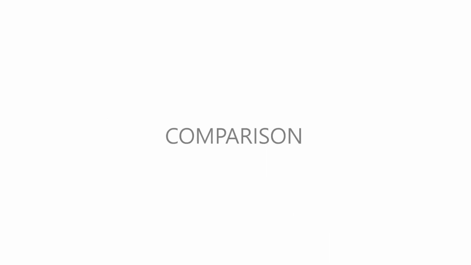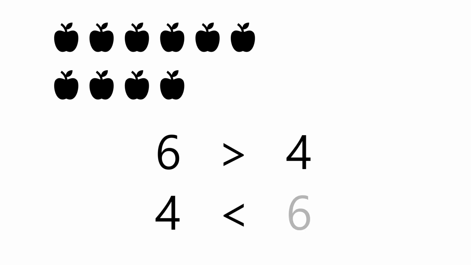Let's talk about how to compare two numbers. If you have 6 apples, you will be happier than when you have only 4. So, we can say 6 is greater than 4. We write this fact like this. Or, equivalently, 4 is less than 6. In this case, just flip the symbol.